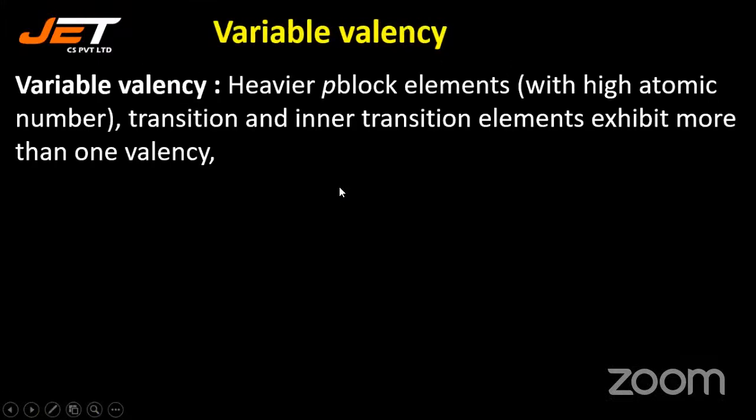So what is variable valency? Heavier p-block elements with high atomic number, transition and inner transition elements exhibit more than one valency. This is referred to as variable valency. So can anyone tell me what the transition and inner transition elements are that we have learned in the periodic table? This is just a recapitulation. What are the transition and what are the inner transition elements? Can anyone tell me?